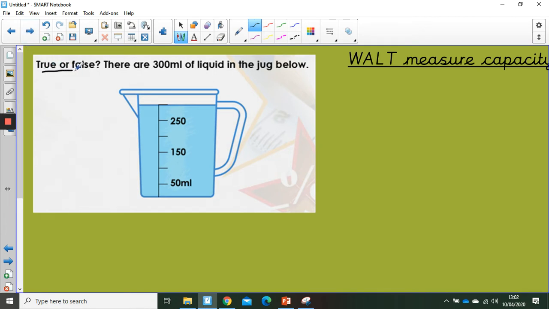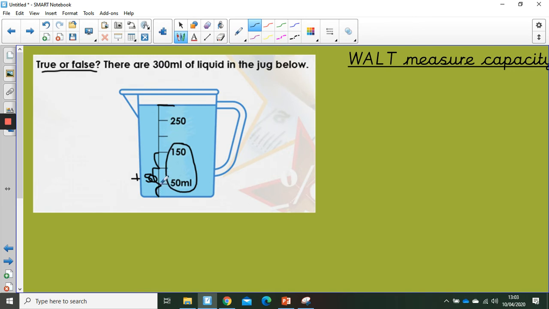Okay, true or false? There are 300 millilitres of liquid in the jug below. Let's check these increments. Well, this one, we've got 150 to 200 again. That's quite useful. That's the same as this one. The difference is 100. Half of 100, because we're going halfway in between, is 50. Each increment again is 50. We need to find out this amount because we're looking at how much there is in the jug altogether.